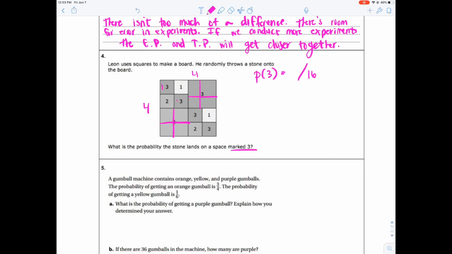Let's count them. There's 1, 2, 3, 4, and then how many squares are here? Well, there's another 4, so this is 5, 6, 7, and 8. So there are 8 squares out of a total of 16 marked with the space 3. So the probability of hitting a 3 is 1/2 or 50%. Or 8 out of 16 works too. So split your area model into smaller equal pieces, and then you can find your probability that way.